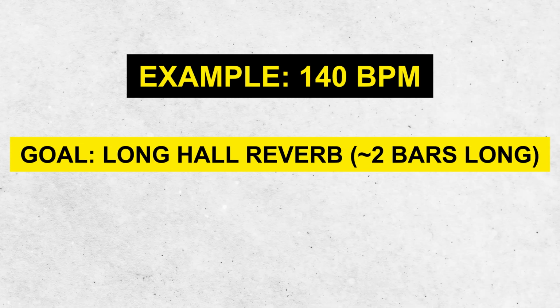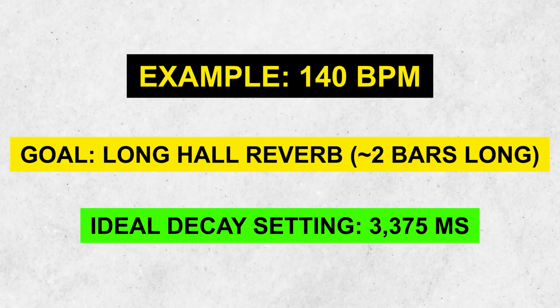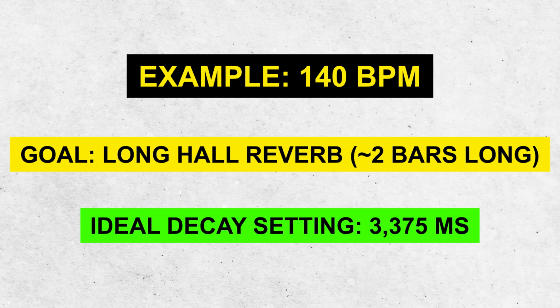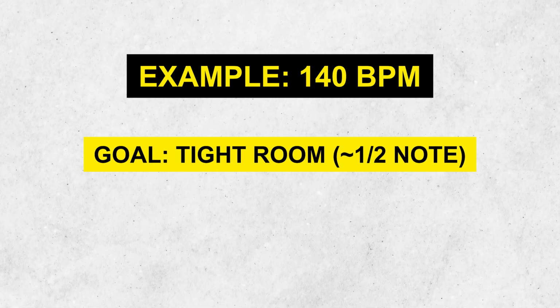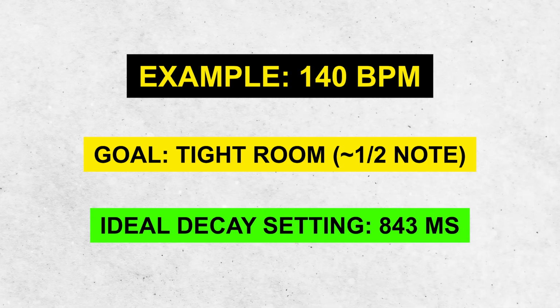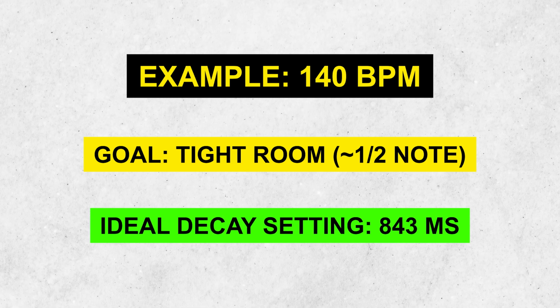The reality is there isn't a single decay time that'll work. Instead, it'll depend on how long you want your reverb to linger after the vocal stops or pauses. For example, if my tempo is 140 BPM and I want an elongated hall type of reverb that is 2 bars long, then I'll need to set my decay time somewhere around 3,375 milliseconds. However, if I want a tighter room type of reverb that is comparable to a half note, then I'd set my decay to roughly 843 milliseconds.